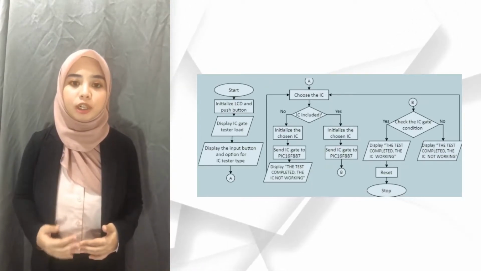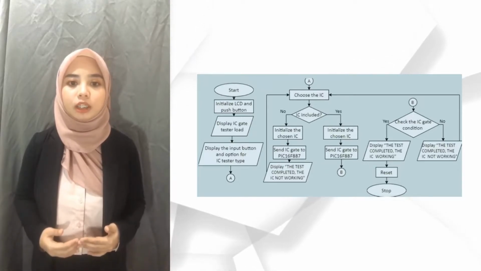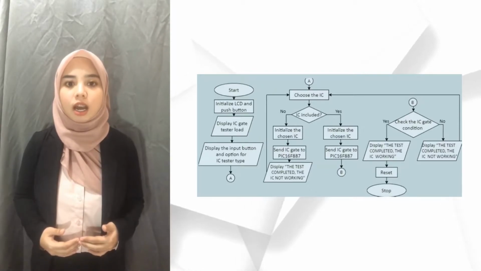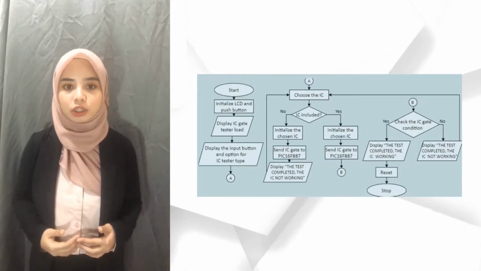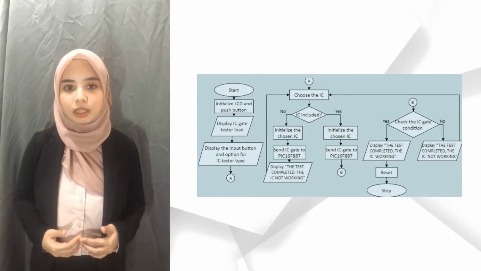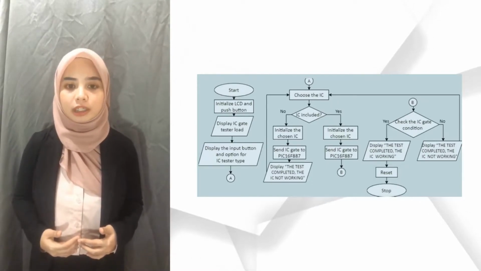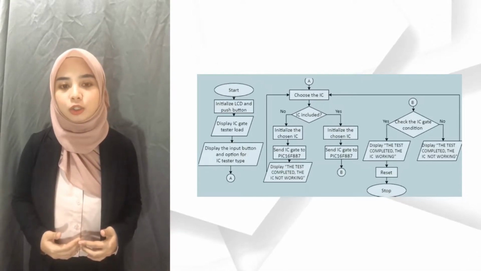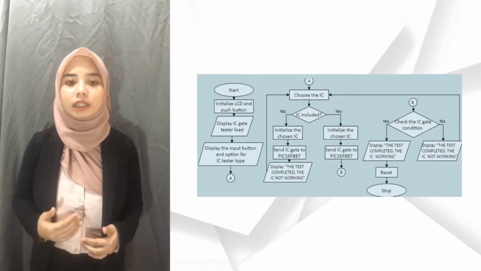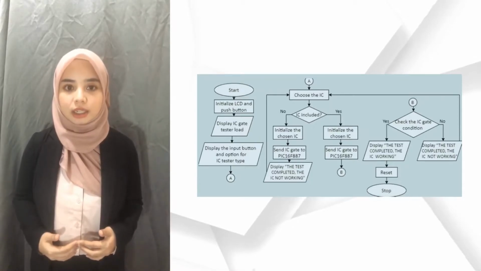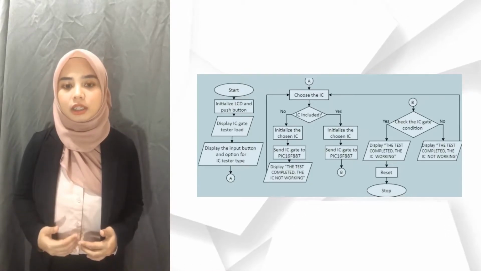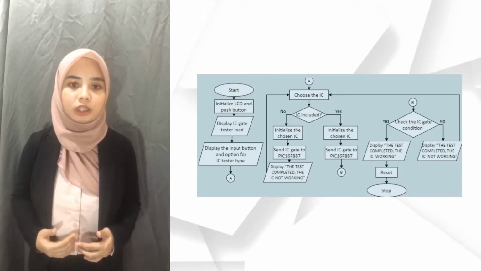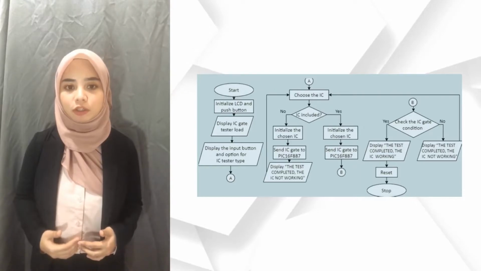Once the program has been loaded, the LCD will display the input, which is switch 1, and the option of the type of IC. After that, the user can start to choose the IC based on the IC inserted. Then there is a condition of whether the user inserted the IC or not. If the user does not insert the IC and still continues to process the program, it will initialize the IC and send to the PIC. Therefore, the result states complete but not working. This happens because the PIC controller cannot detect the pin number on the ZIF socket.